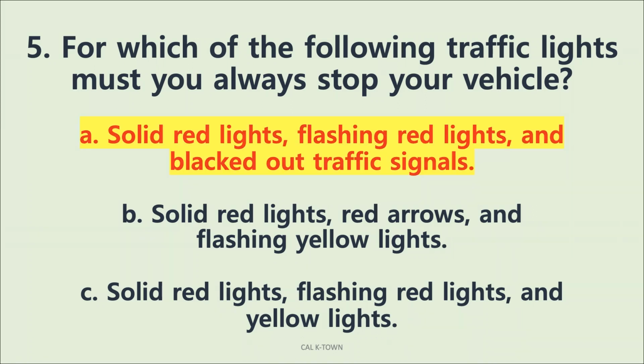The answer is A. Solid red lights, flashing red lights, and blacked-out traffic signals. You must stop at a solid or flashing red light, or at a signal light that is blacked out, not working. A solid yellow light means that the signal is about to turn red and you must stop if you can do so safely; otherwise, proceed cautiously. A flashing yellow light means that you should proceed with caution, but you do not need to stop.